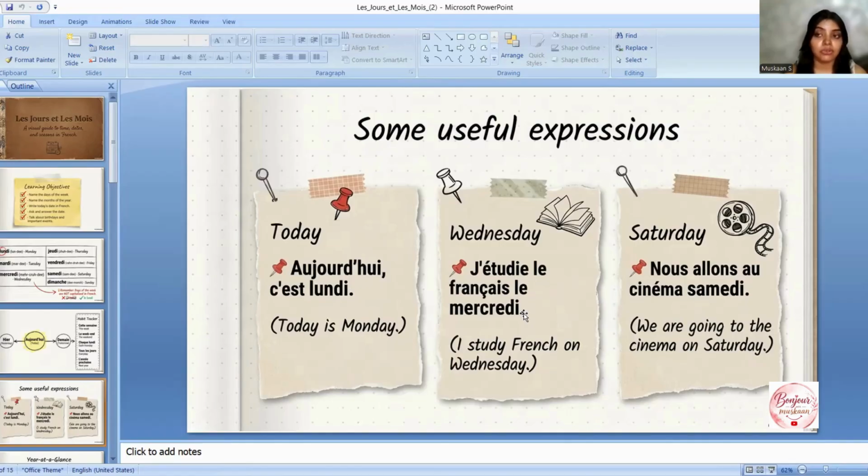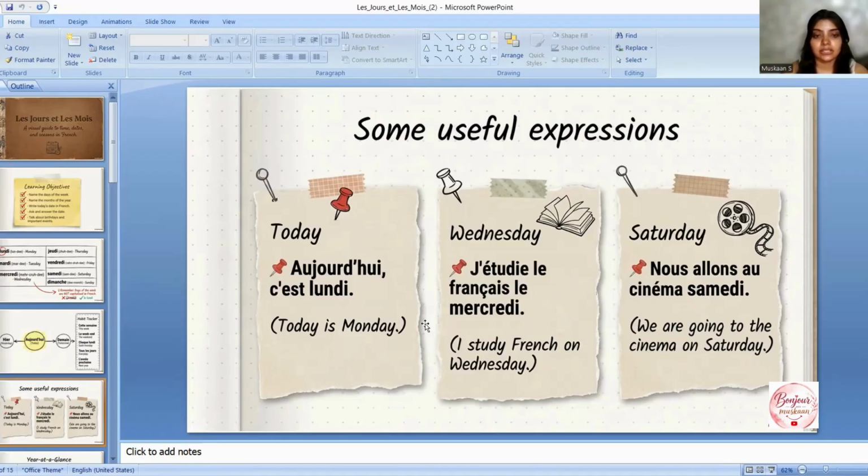And I have already told you that there is never capitalization. So you will not capitalize the first letter when it is days of the week. Now last is nous allons au cinéma samedi. Nous allons means we are going, au cinéma to the cinema, samedi on Saturday. So nous allons au cinéma samedi. We are going to the cinema on Saturday.